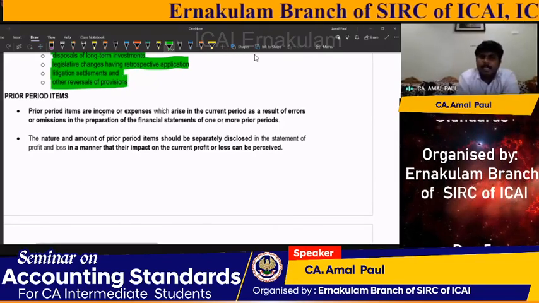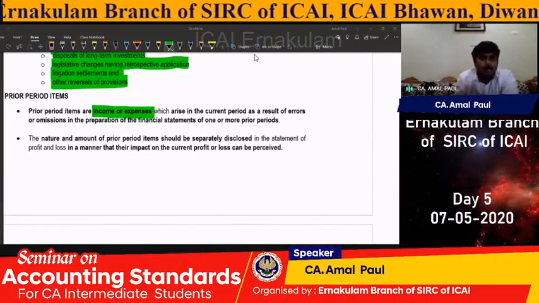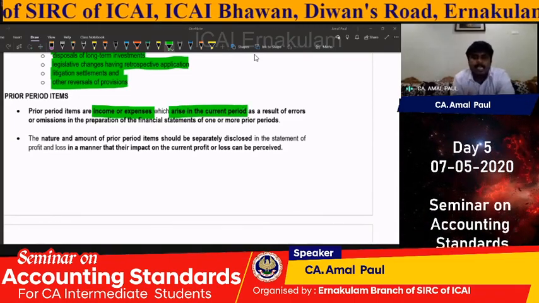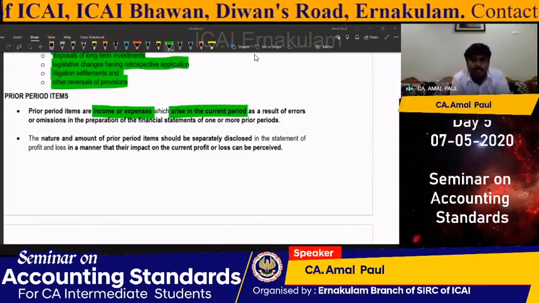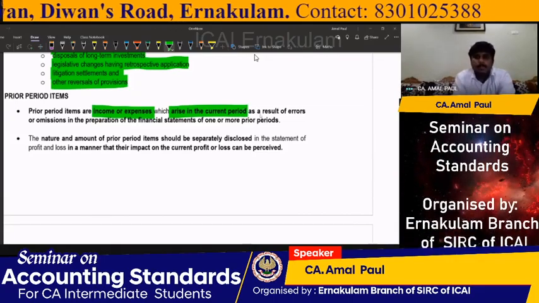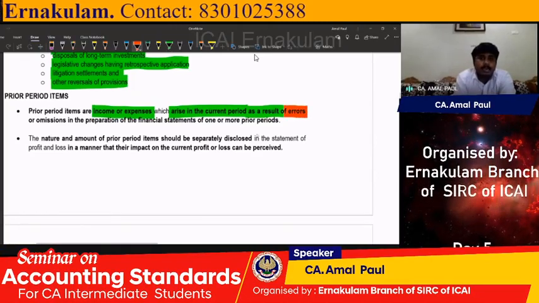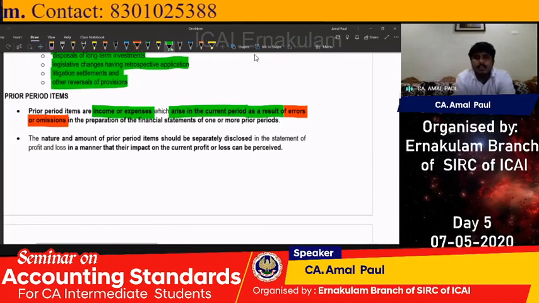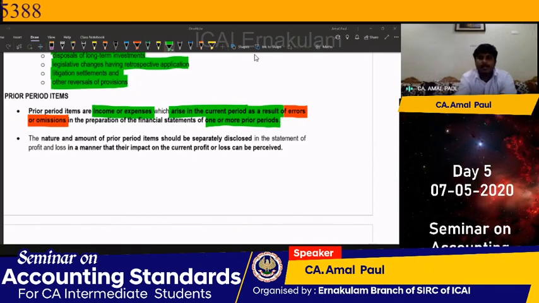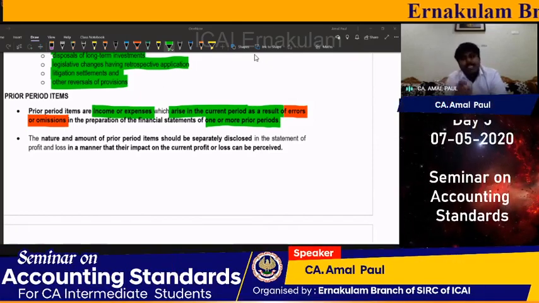Prior period items are income or expense which arise in the current period, which means it is recorded in the current period, as a result of error or omission in the preparation of financial statements in one or more prior periods. So this may be an income, this may be an expense. This arises in the current period.